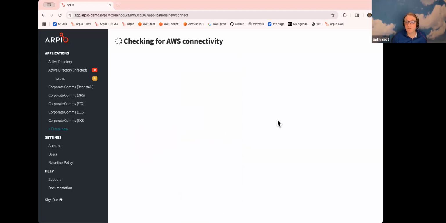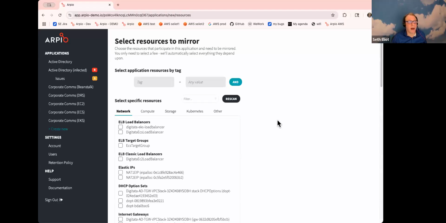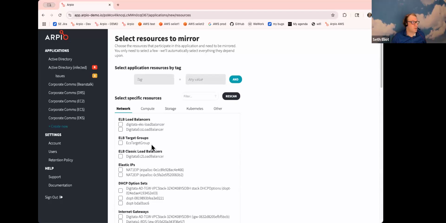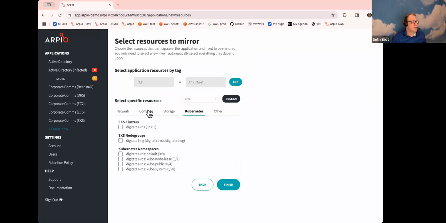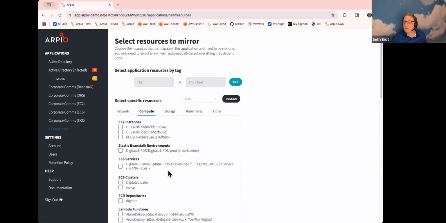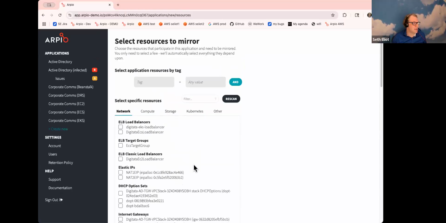What RPO is going to do is go out to that source account and source region I gave it and tell me, here's everything in that account and region that I could possibly protect. You can see there's a lot of checkboxes here: network, storage, Kubernetes, compute. There's a lot of stuff here. I only want to protect the stuff in my workload. I don't want to protect every one of these resources. That's expensive and unnecessary.